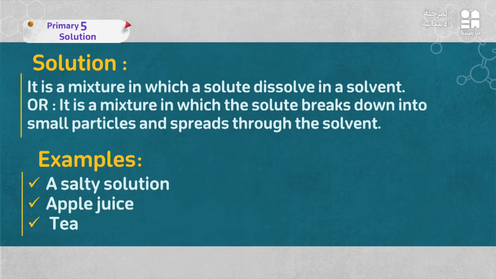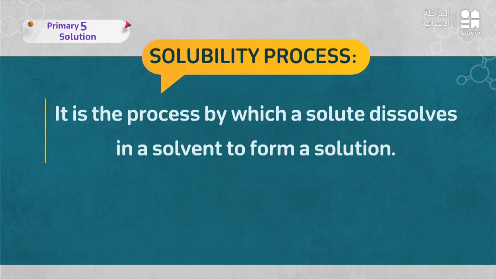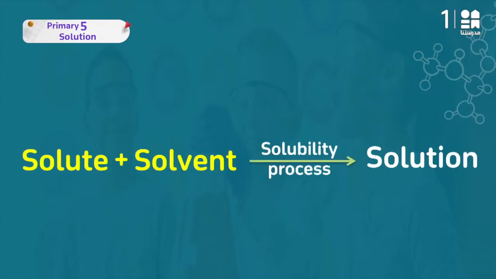يبقى احنا دلوقتي عرفنا يعني ايه solute، عرفنا يعني ايه solvent and solute plus solvent form a solution. طيب they form a solution by the solubility process. يبقى يعني ايه solubility process؟ It's the process، هي الطريقة بقى اللي من خلالها the solute dissolves in a solvent to form a solution. solubility process هي الطريقة اللي بيها بنقدر نعمل dissolve للsolute في الsolvent. يبقى تاني يعني ايه solubility process؟ It's the process by which a solute dissolves in a solvent to form a solution. يبقى دلوقتي again solute plus solvent by the solubility process forms a solution.